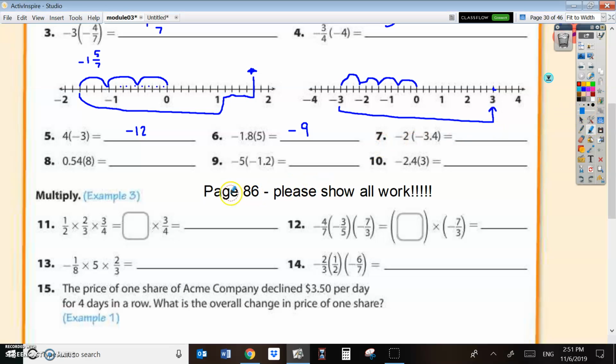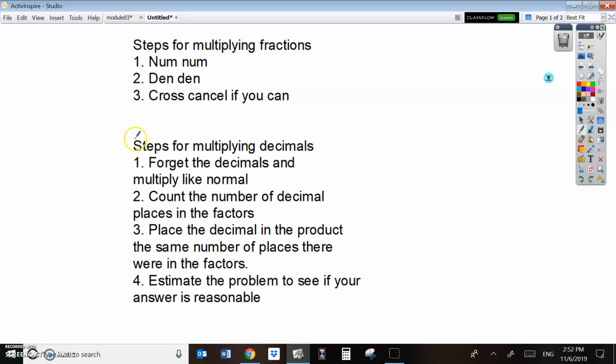More work on page 86. Please show all work. Okay, let's look at problem 7. So we've got 2 times 3.4. So really, except for multiplying decimals, forget it. Forget the decimals. And then just multiply. So 3.4, we'll just say that that's 34 times 2, which is 68. But now remember that it's 3.4, so it needs to be 6.8.